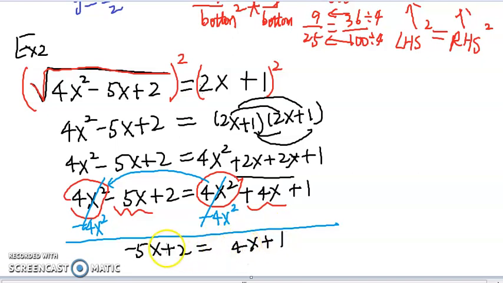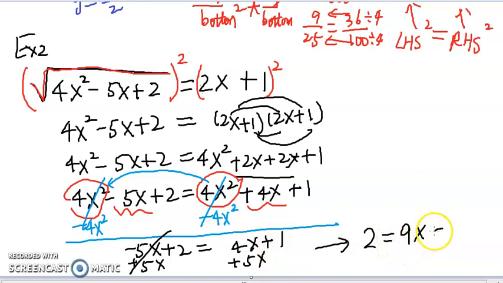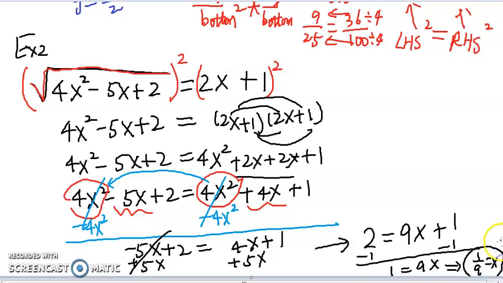And now we can combine these two like terms. I can add 5x to both sides. And they cancel. So we have a 2 on the left equals 4x plus 5x. That's 9x. Copy that plus 1. And now we get rid of this plus 1 by subtracting 1. And it gives us 1 equals 9x. And we divide both sides by 9. That gives us 1/9 equals x. So that would be the final answer.